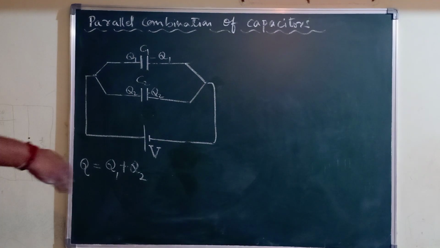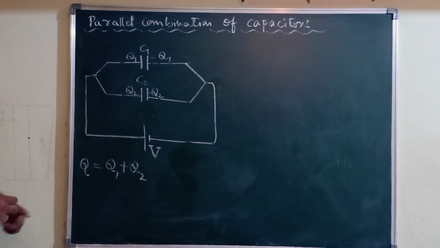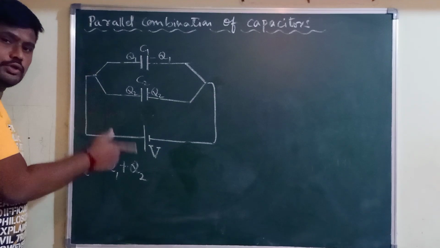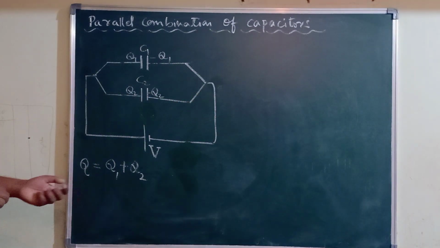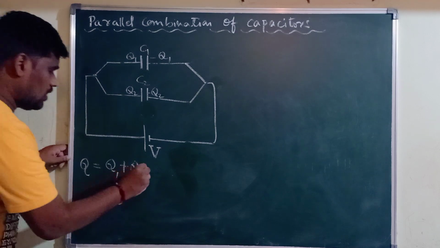If n number of capacitors are connected in parallel, then Q is equal to Q1 plus Q2 plus Q3 up to Qn. So this is the condition for which combination? Parallel combination. I will call this equation number 1.